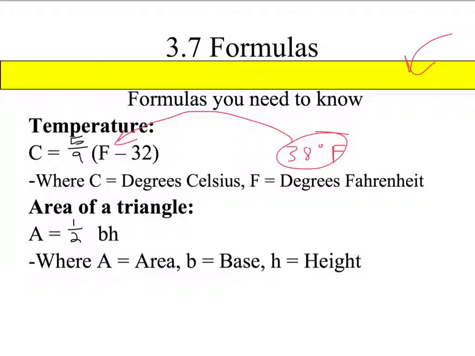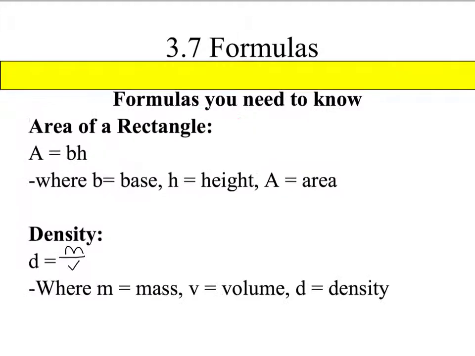Area of a triangle, I believe you've seen this once, twice, 100 times before, or maybe this is the first time. The area of a triangle is one half times base times height, where A is your area, B is your base, and H is your height. Awesome. We're going to move on to a couple more. The area of a rectangle is base times height. I know you have seen that before, where B is your base, H is your height, and A is your area. Just giving you a definition of what those are.